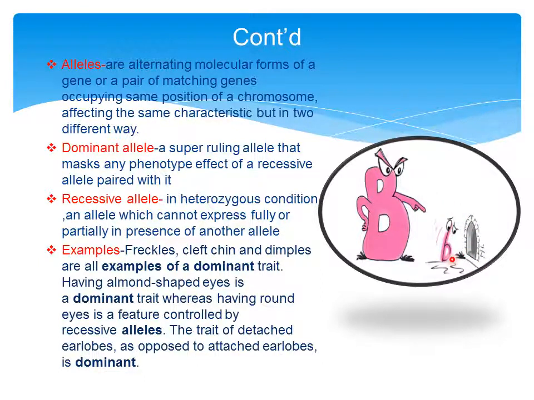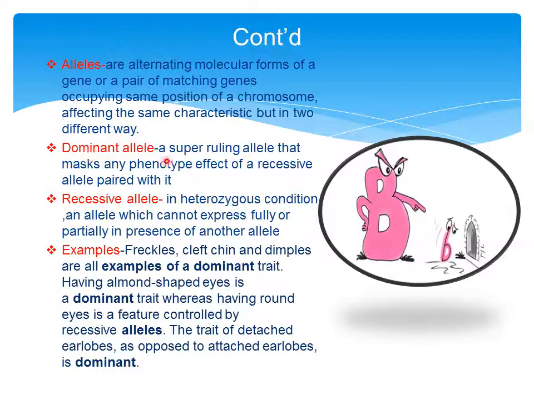So why does this vary, one in capital and another in small? Let us see what this capital and this small signify. We have said that these are molecular forms of a gene, or a pair of matching genes occupying the same position of a chromosome, affecting the same characteristic but in two different ways.